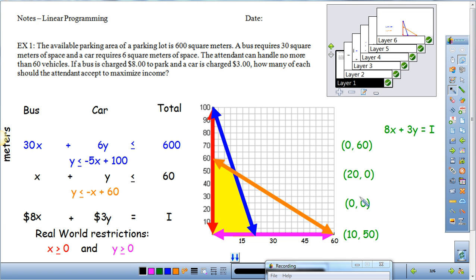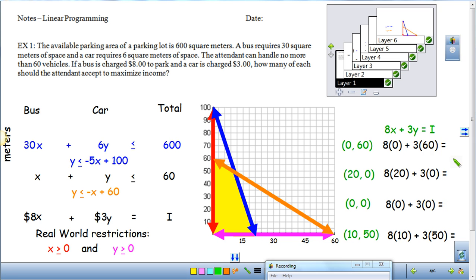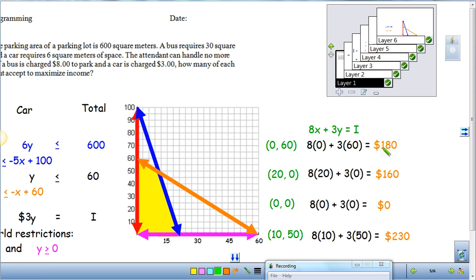So here, and we already did this part, if you recall, so we're just going to substitute these values in for x and y, and because we are looking to maximize, we are going to see which gives us the highest output. We've got 8 times 0 plus 3 times 60, 8 times 20 plus 3 times 0, 8 times 0 plus 3 times 0, and 8 times 10 plus 3 times 50. So, we get a whopping $180, $160, $0, and $230 that the attendant can make.